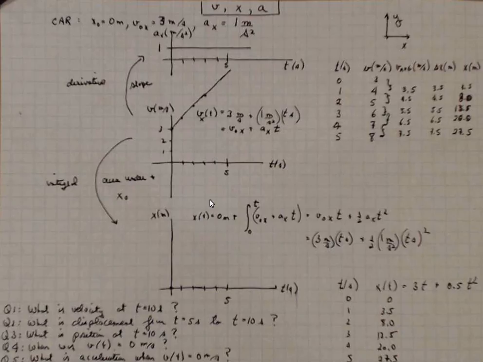The x of t is going to be the initial x position plus this integral. And since we're assuming that this is 0, all we have left as we go over to the other side of the equal sign here is simply the integration from 0 to t of this straight line, and what we get is the integral of v naught x is v naught x times t, and the integral of ax t is 1/2 ax t squared. So if we plug the values in, that's 3 meters per second times t plus 1/2 times 1 meter per second squared times t squared.